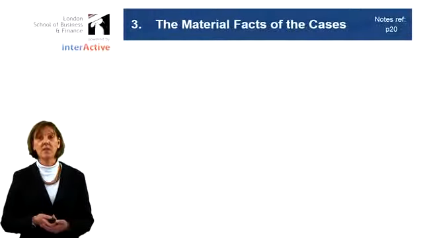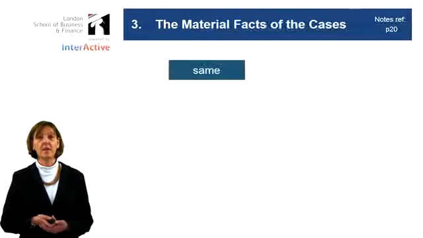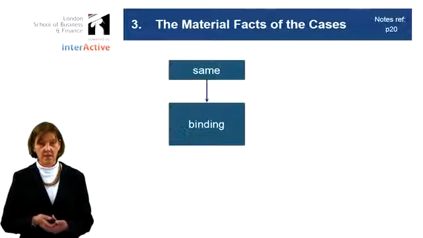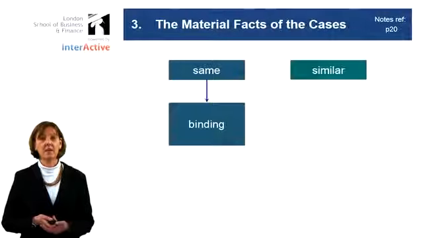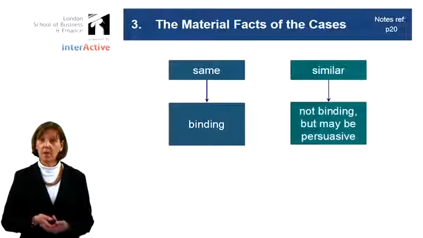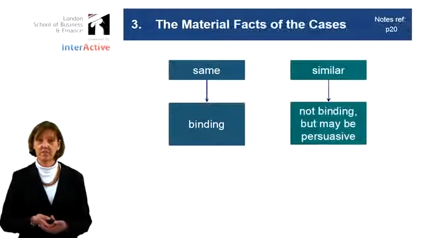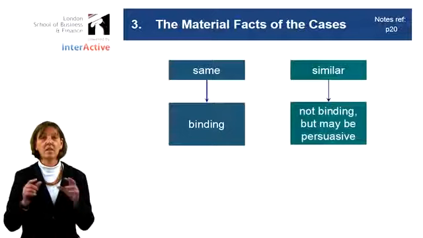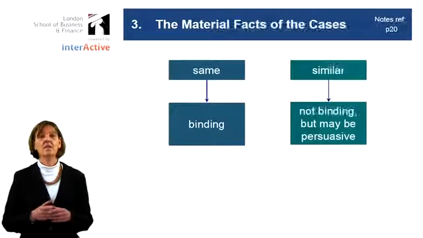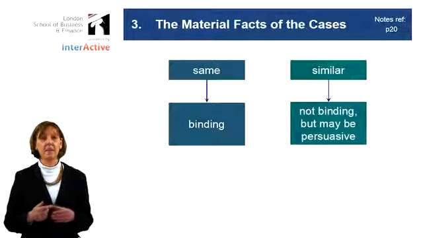Because it's only where the material facts are the same that the earlier precedent is binding. If the material facts in the two cases are merely similar, then the earlier precedent is not binding, although it may well be persuasive. And it's this that leads to endless fine-line distinctions and hair-splitting.